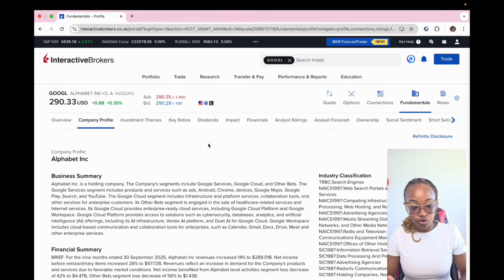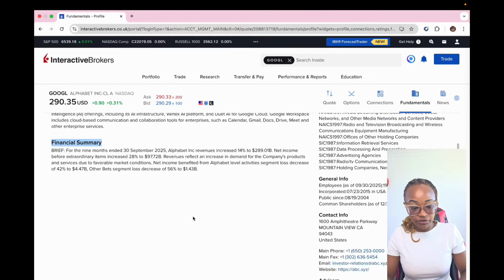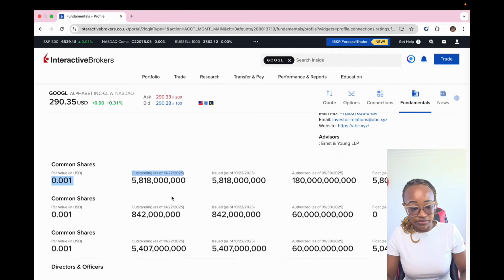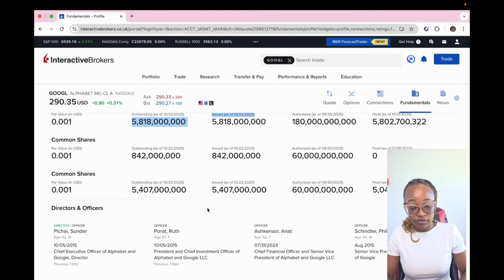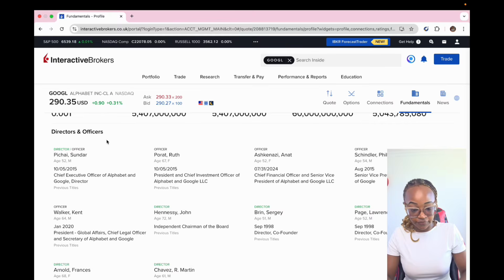Next, if you want to go deeper, you click these other sections. First one, we're going to start with the company profile. So here you'll find a business and financial summary, and then when you scroll down, you're going to see the share details, which is the shares outstanding, shares issued, and then you also have the corporate structure or management information.